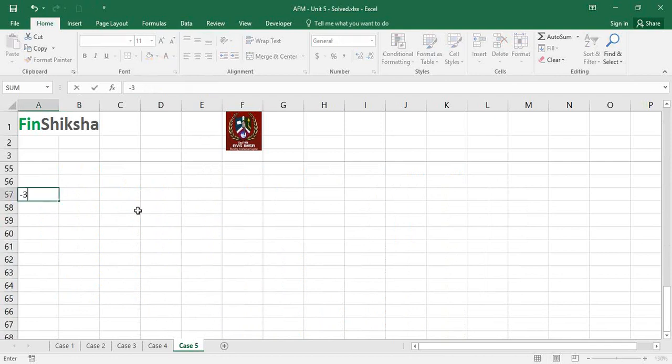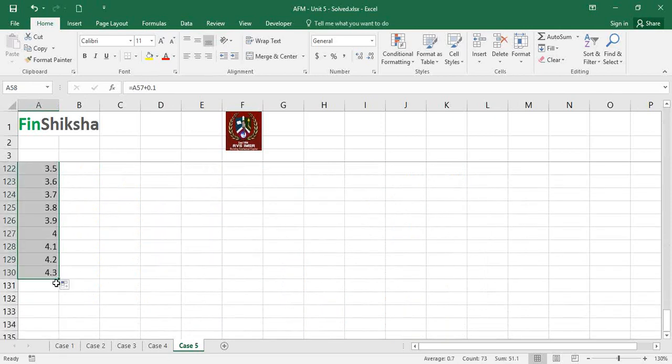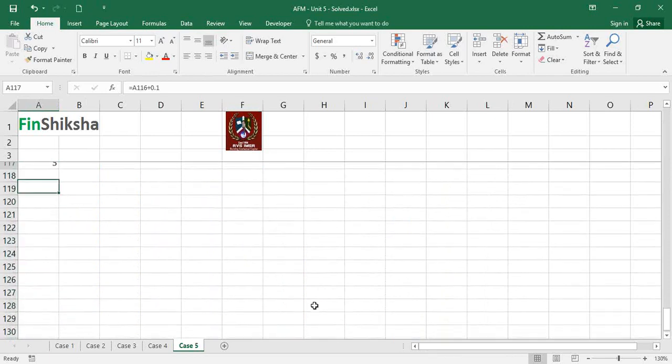For that, I'm going to do -3. I'm going to just keep adding 0.1 to that, and I'm going to take this down all the way up to +3 now. So these are standard deviations that we have plotted, and we need only till +3 probably. We can remove that, right?